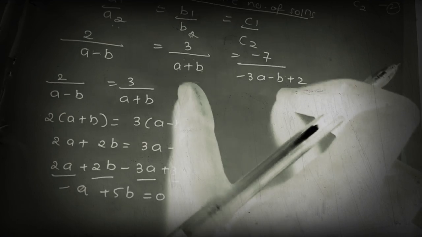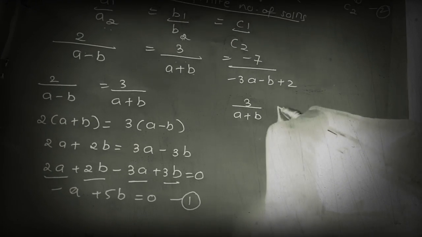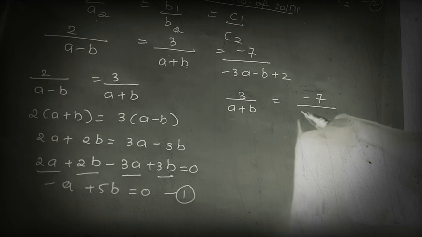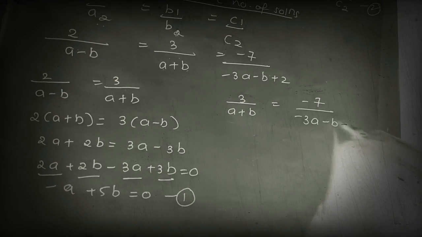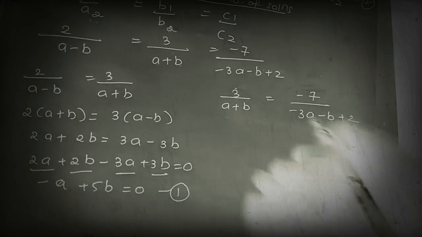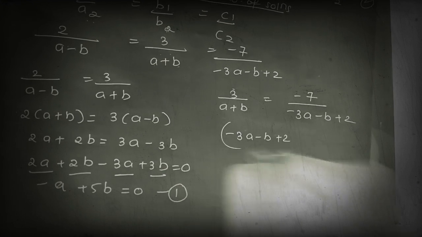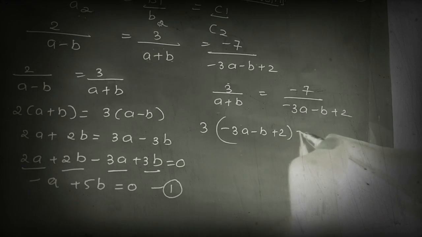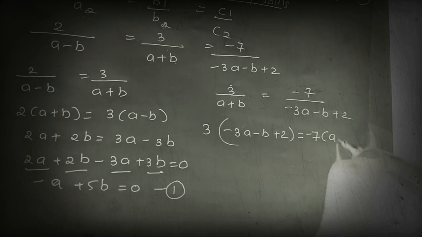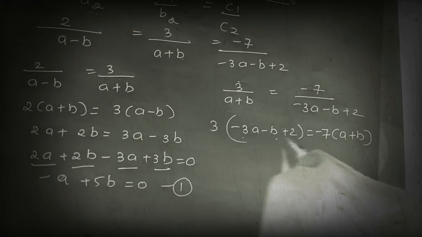Next I am going to equate these two. So 3 upon a plus b equals minus 7 upon minus 3a minus b plus 2. So I'm going to cross multiply and solve this. So (minus 3a minus b plus 2) into 3 equals minus 7 into (a plus b).